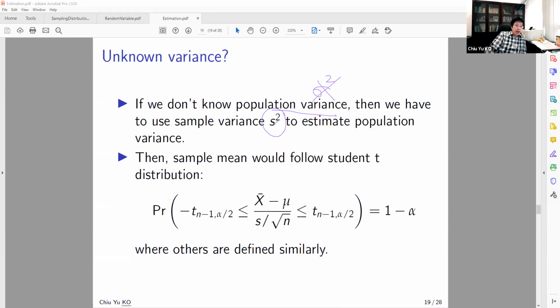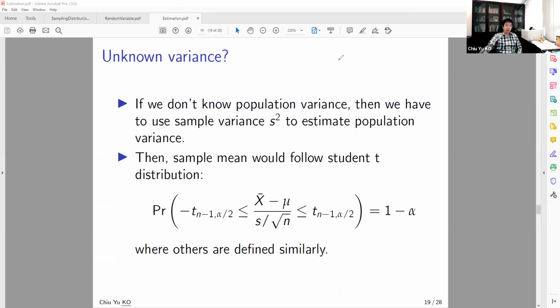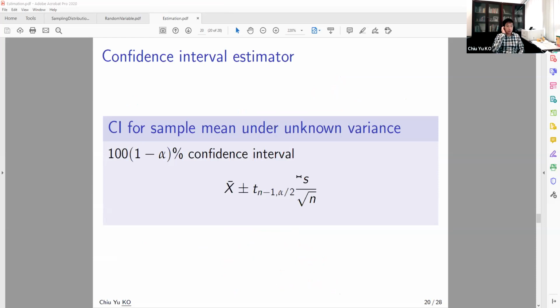If we replace sigma square with S, everything becomes T, right? That we learned from the very beginning of class. So everything is the same; you just change Z to T with n minus 1, and you change from sigma to S. Is that okay? So you can follow the same procedure, and our interval estimator, therefore, will be this one.